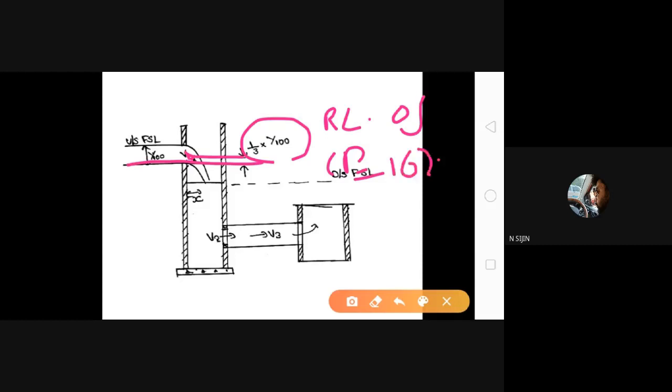So reduced level of CP equal to 162.83 plus 0.75 by 3. Okay, what's the value? We get the value is 163.08.